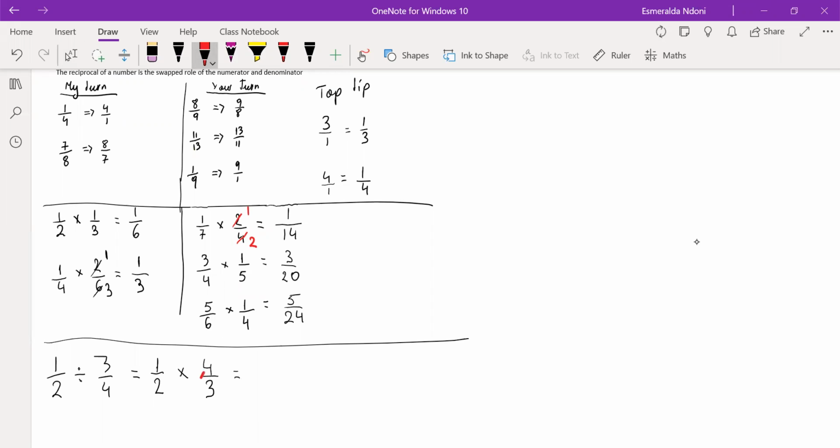We simplify first. Dividing both by 2, that leaves me a 1, and that leaves me a 2. 1 times 2 is a 2, and 1 times 3 is a 3. Please pause the video and copy down this example.